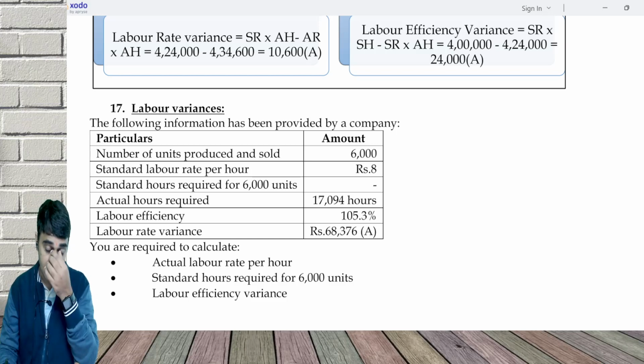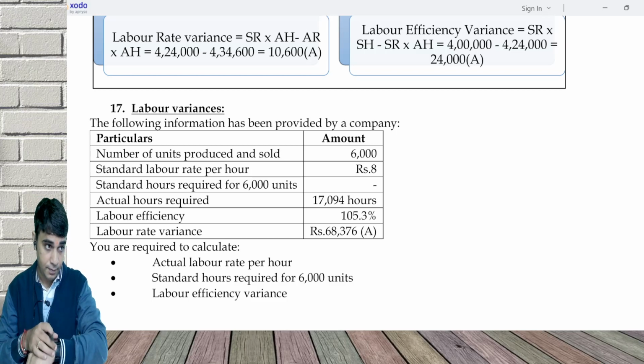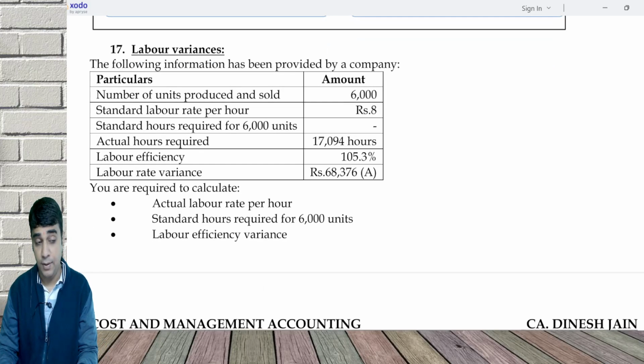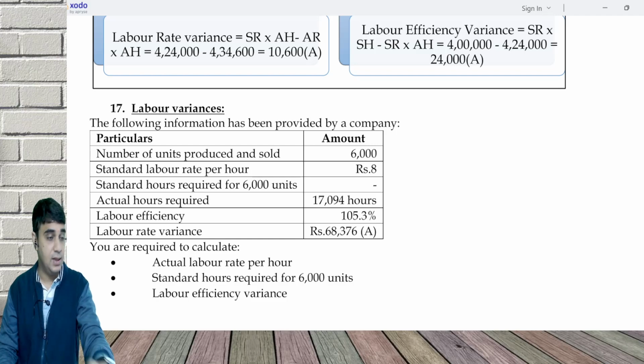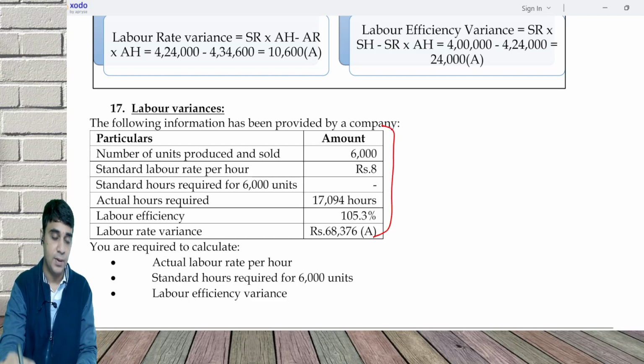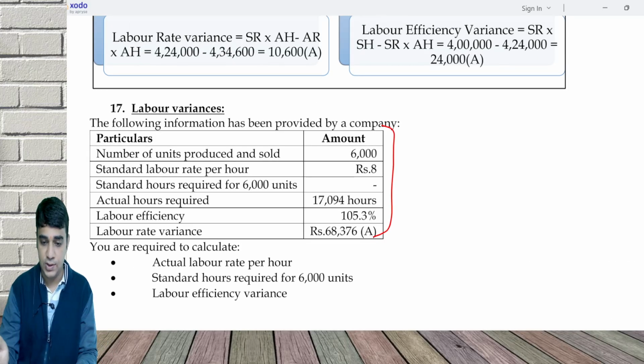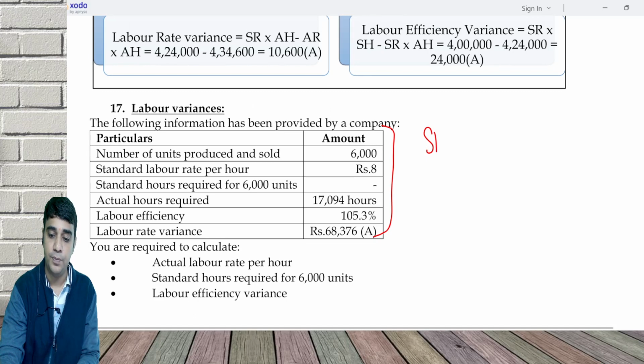Single labor, multiple labor. Single labor, with idle time, without idle time. It can be with or without, because in the question till this point I don't see any idle time data. In the requirements also there is no idle time. So let's directly do SR into SH, SR into AH, AR into AH.